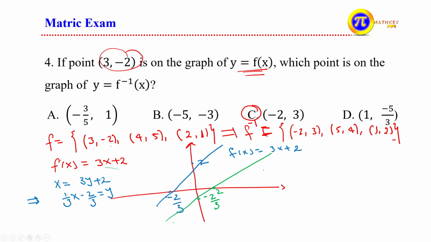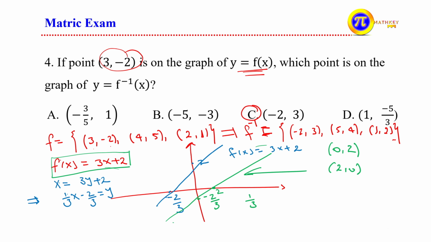Now, you can observe here. We can take any point from this function. That means we can consider that (0, 2) is on the graph of f of x. You'll check whether it is a solution for the inverse. In the inverse, when we take (2, 0), it must be on the graph of the inverse function.